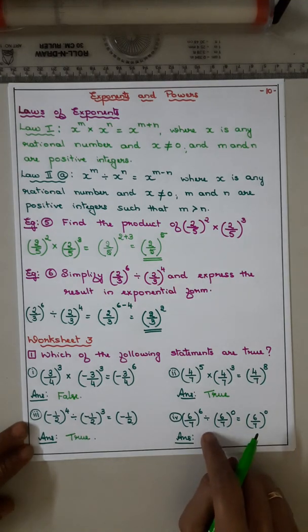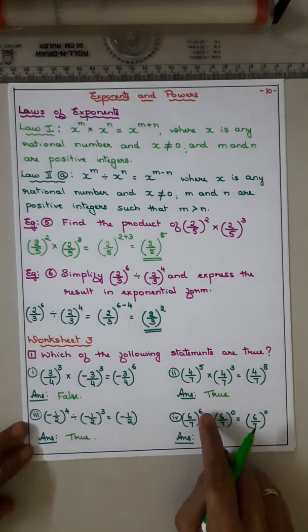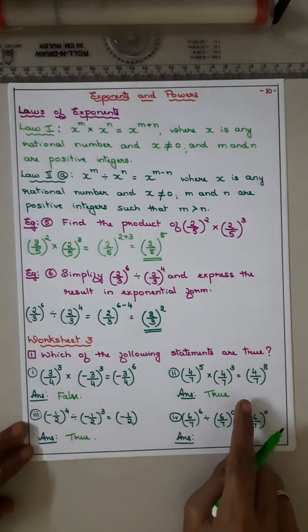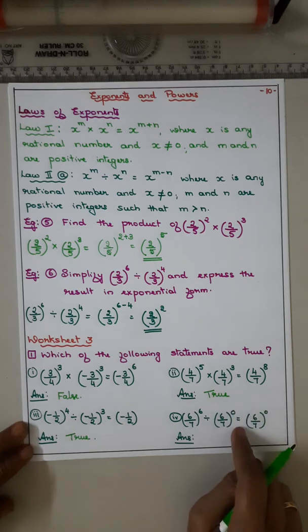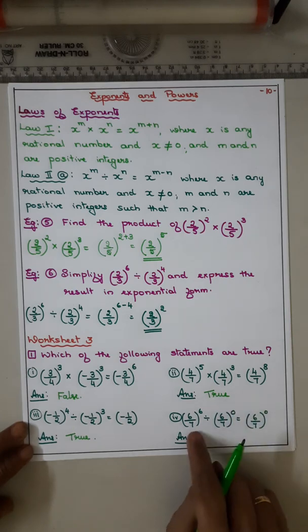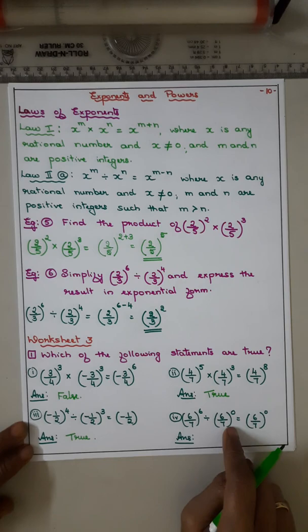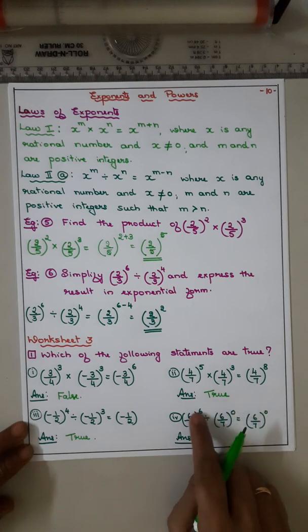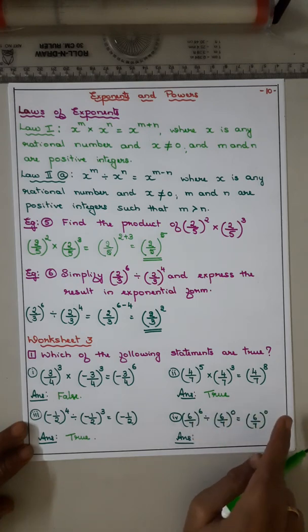Now in the fourth sum, 6 by 7 the whole raised to 6 divided by 6 by 7 the whole raised to 0 is equal to, the bases are same. In between division. So what we have to do? We have to subtract the powers. 6 minus 0 is 6.